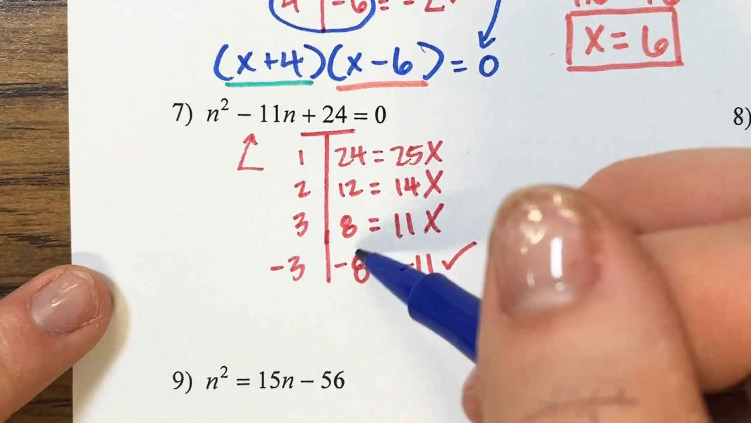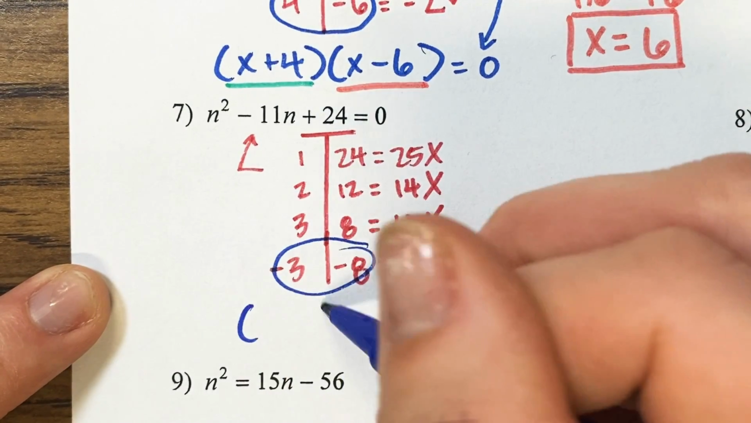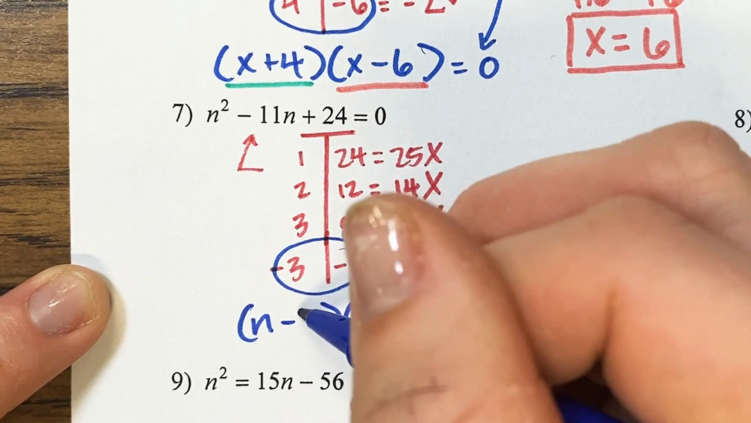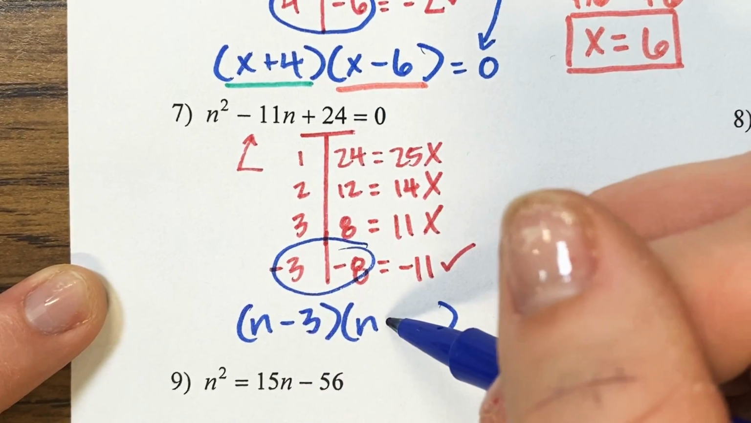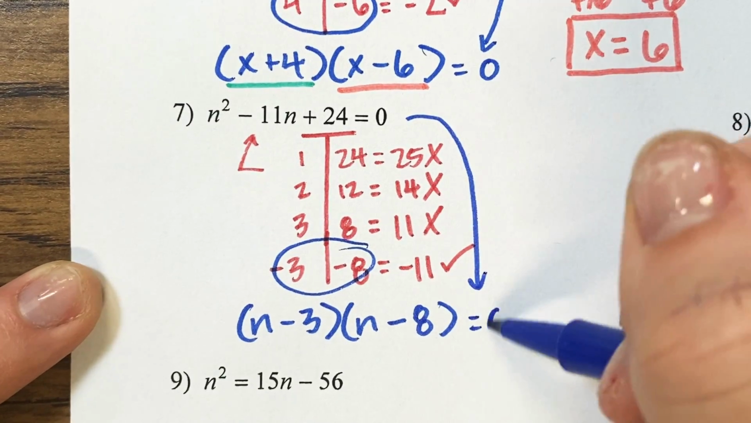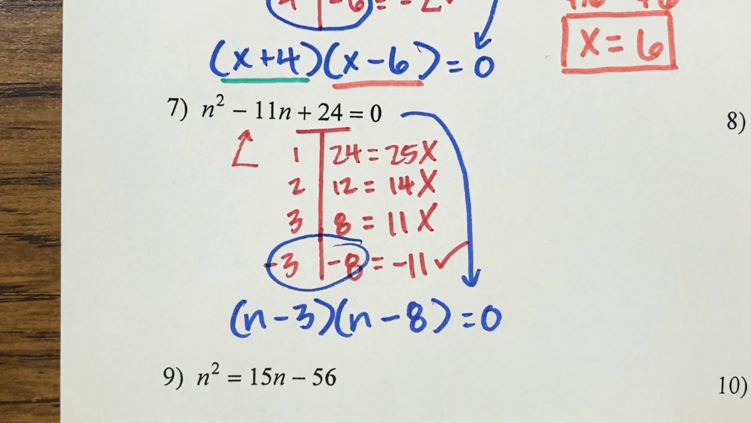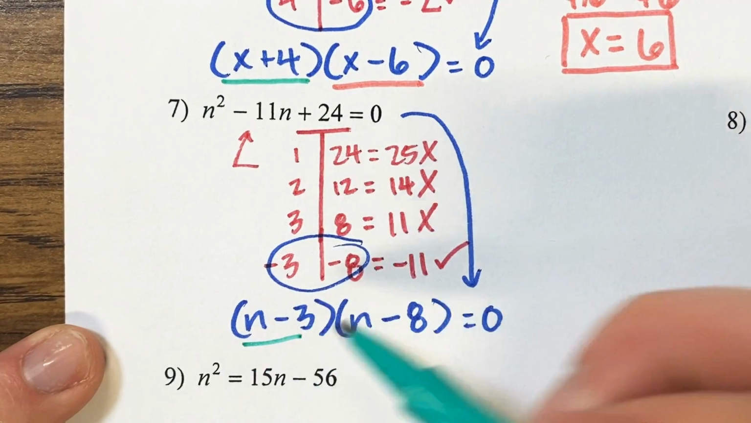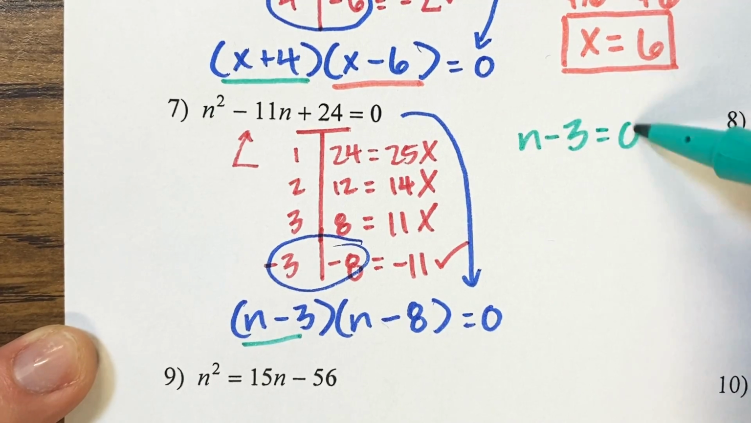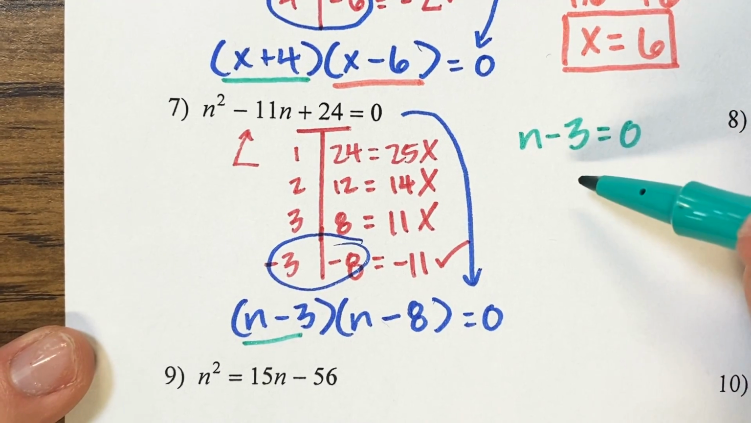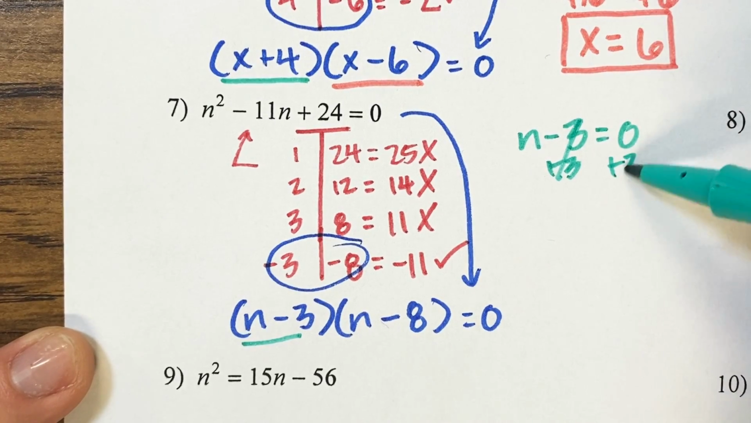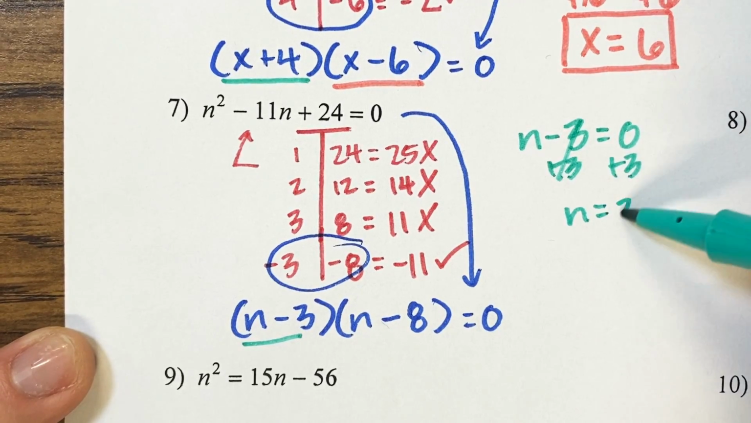Okay, so I found my two numbers. Put them in your parentheses. So this time it's n minus 3 and n minus 8. Let's bring down that equals 0 because now we just take each piece and solve for 0. So I'm going to take my n minus 3 piece first, set it equal to 0, and solve. The opposite of minus 3, add 3, n equals 3.